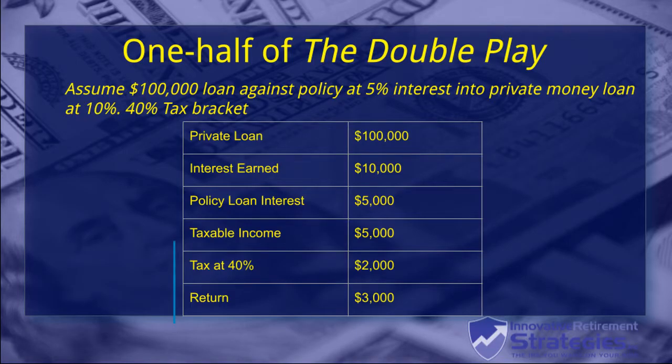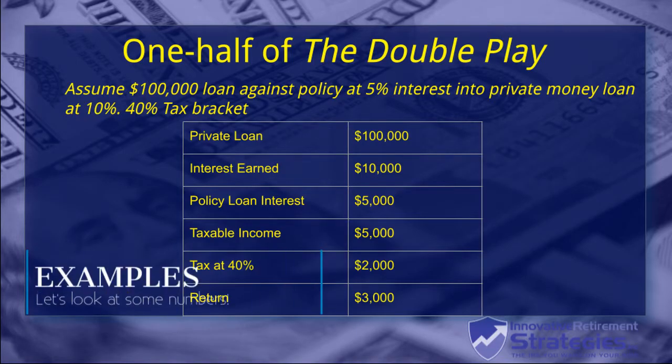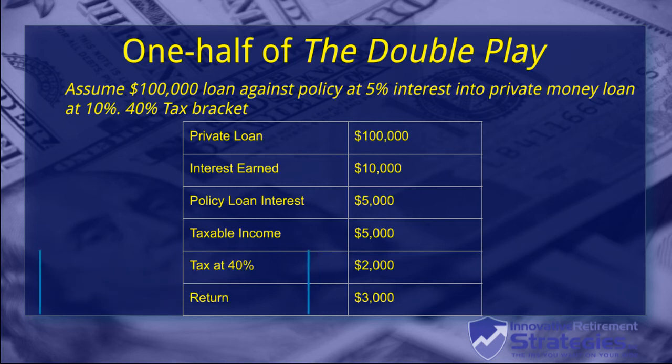So let's take a look at some numbers here. In this example, we're assuming that the client has about $100,000 of cash value that he can leverage in his life insurance policy, and we're assuming that the policy loan interest rate is 5%. Now, I'm using 5% just to keep the math simple, so that everybody can follow along, so that I can do the math in my head.